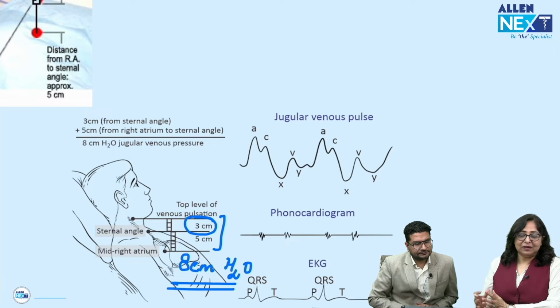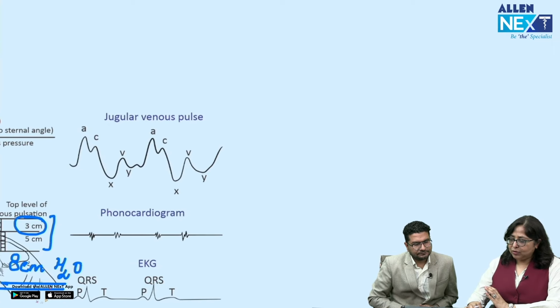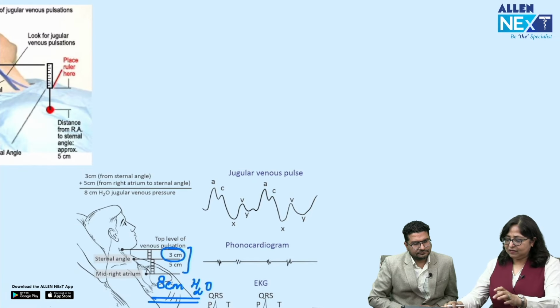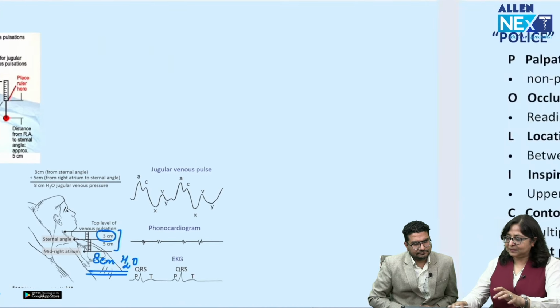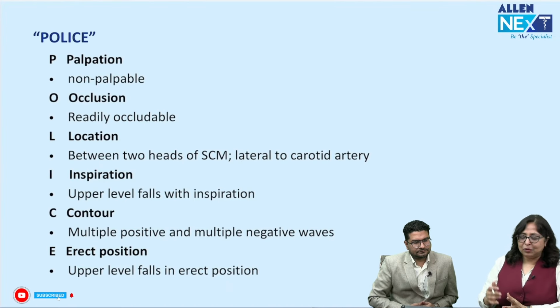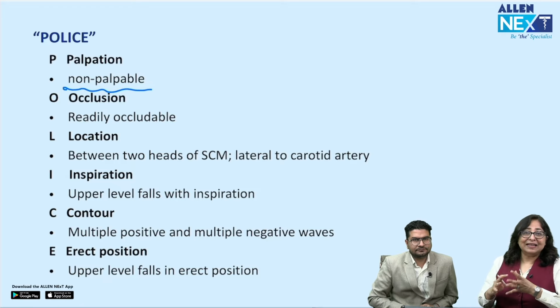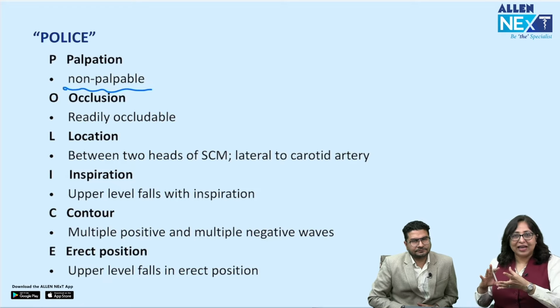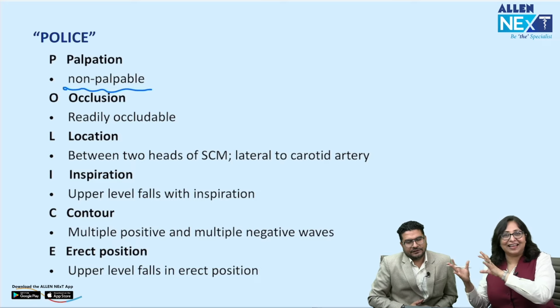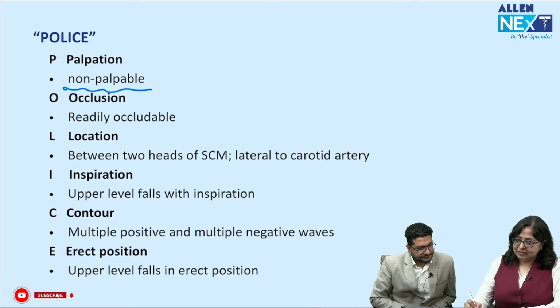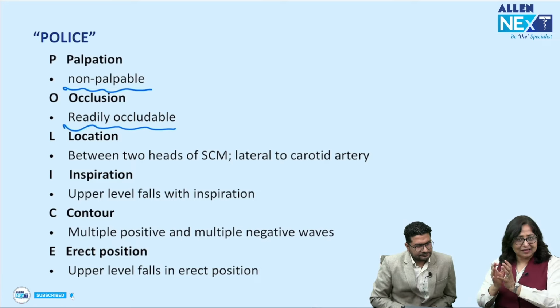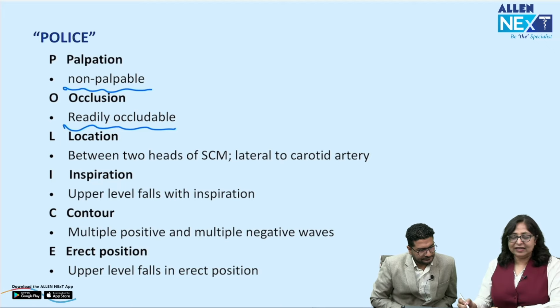Now when we come to JVP, how to remember the important points about JVP? A simple mnemonic. This is non-palpable. This is better seen than felt. Carotid pulse is better felt than seen. So JVP is non-palpable, and it is readily occludable because this is a vein, so readily occludable.